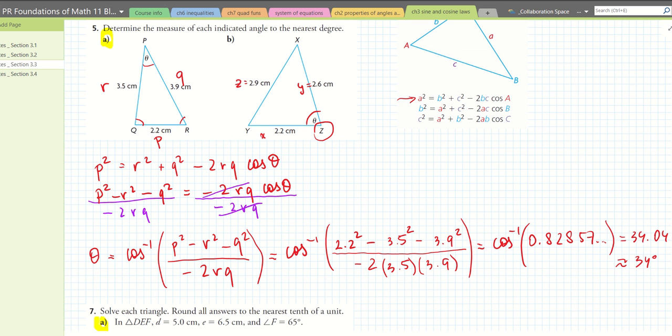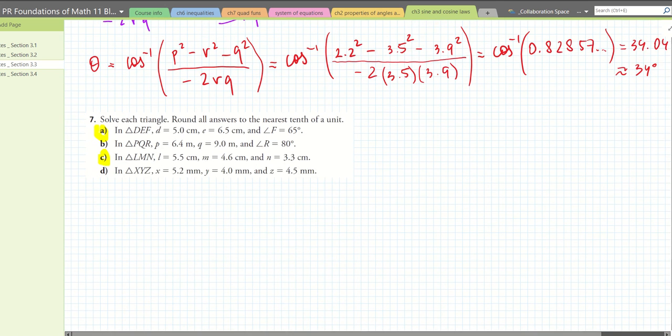So that's question 5. Now question 7, you're not given a diagram. So that's the tricky part. If you're not given a diagram, you have to understand what it says here. So it says solve each triangle, which means you have to find all the missing sides, all the missing angles. Round all answers to the nearest tenth of a unit. Okay. So in this case, I'm going to do A and C here.